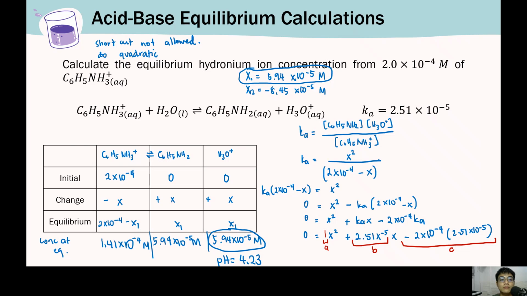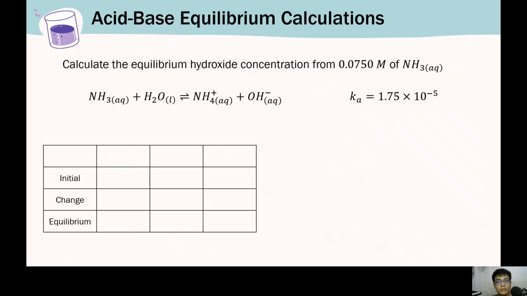Let's try another problem. Right, sorry, I have a typo here. This is not actually Ka, rather it's Kb. Okay? So calculate the equilibrium hydroxide concentration from 0.075 molar of ammonia, wherein the reaction is shown, NH3 plus H2O in equilibrium with NH4 plus and OH minus. So again, just like what we did earlier, you just copy the aqueous, leaving the liquid untouched.